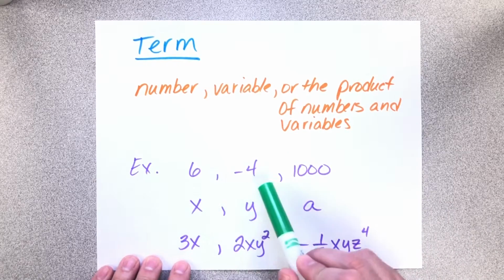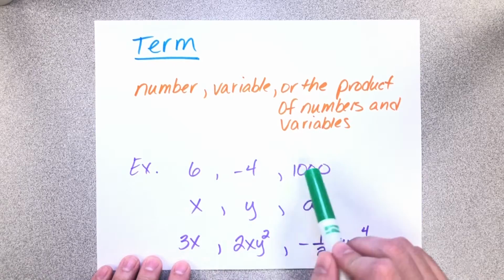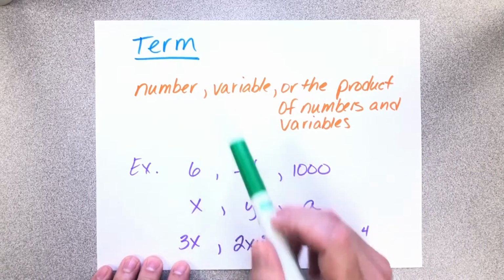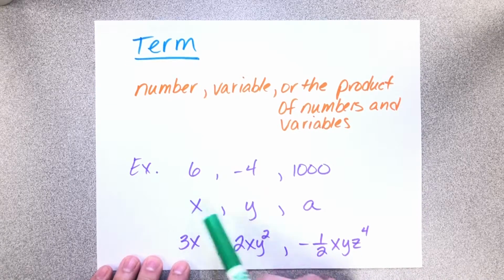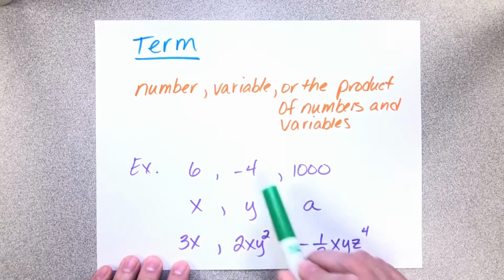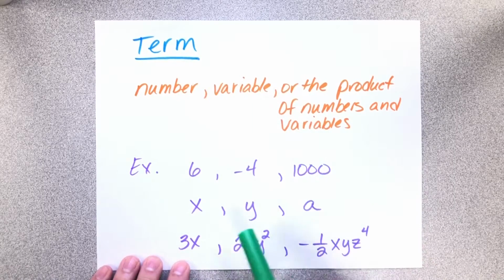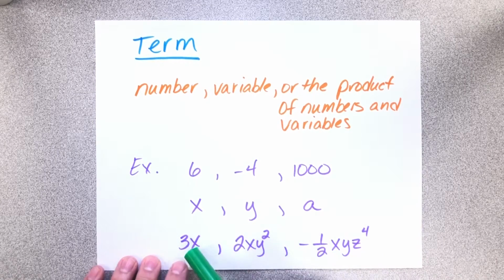The number 6, -4, 1,000. Alone, each of those is a term because it is a number. Letters, which we call variables in algebra, x, y, the letter a, those are variables, which is in fact a term. Now here are some more complicated examples of terms.